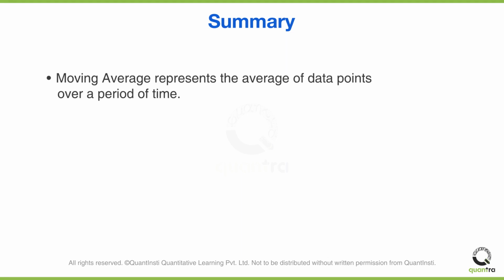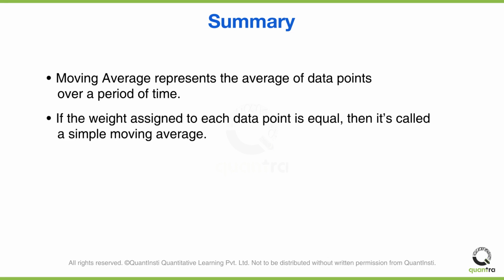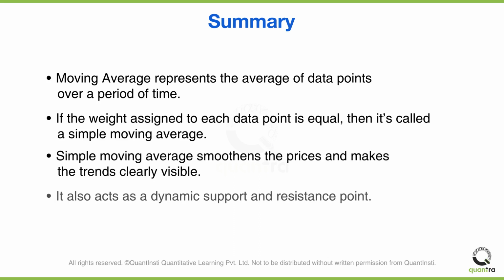To summarize what you've learned. Moving average represents the average of data points over a period of time. If the weight assigned to each data point is equal, then it's called a simple moving average. A simple moving average smoothens the prices and makes the trends clearly visible. It also acts as a dynamic support and resistance point.